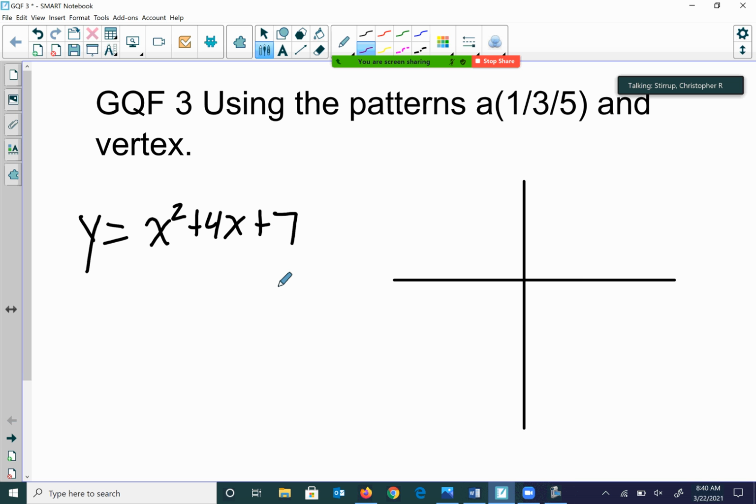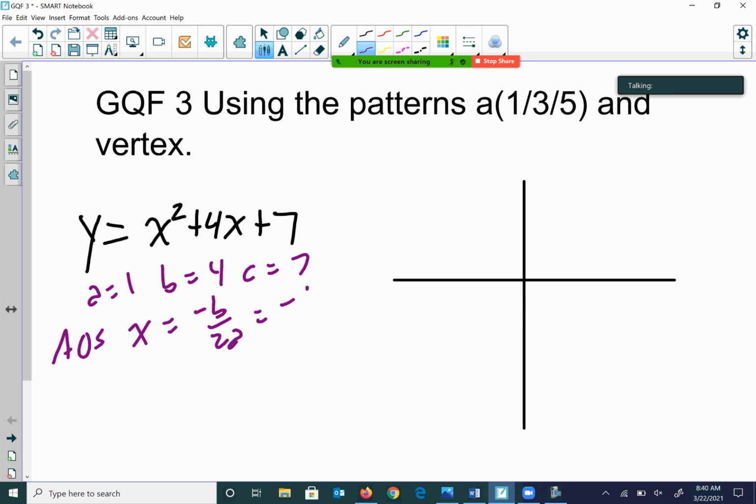So we're still doing the exact same thing. Okay? So have that out and let's do it. First thing, I know my A value is 1, my B value is 4, my C value is 7. I'm going to find the axis of symmetry, which is x equals negative b over 2a, which is negative 4 over 2 times 1. So I get x equals negative 4 over 2, so x equals negative 2.